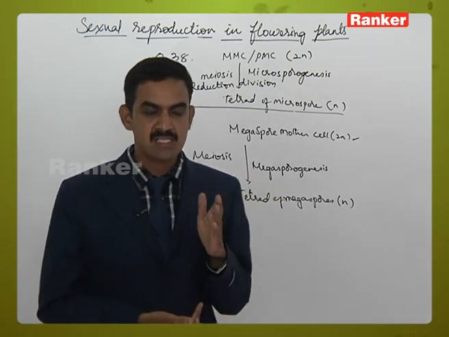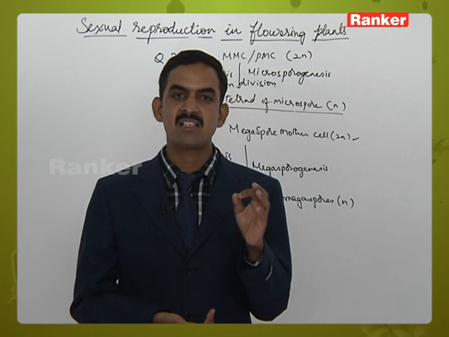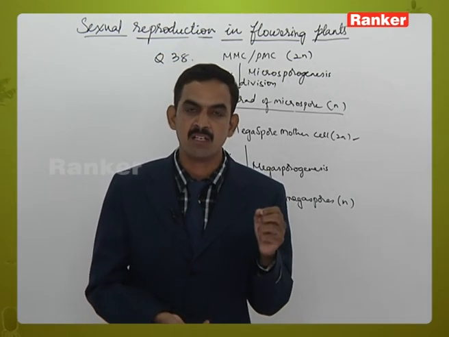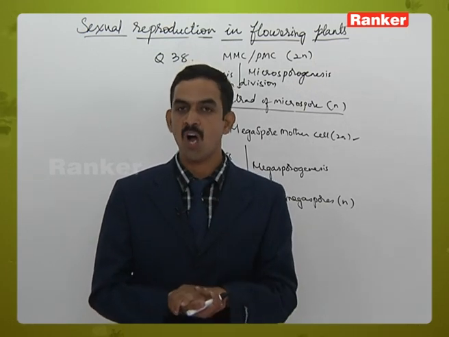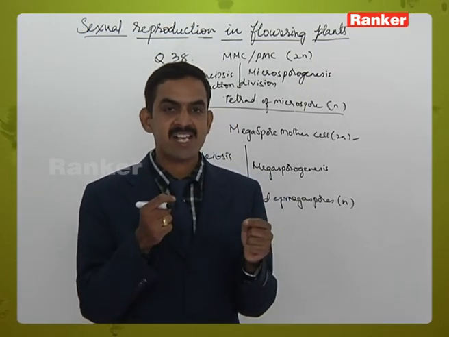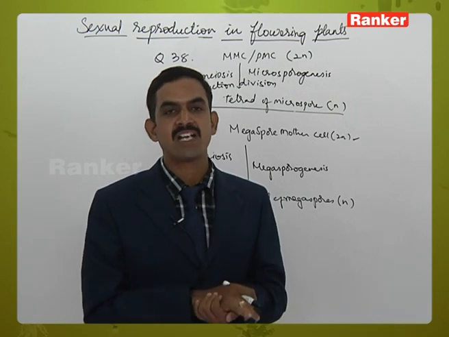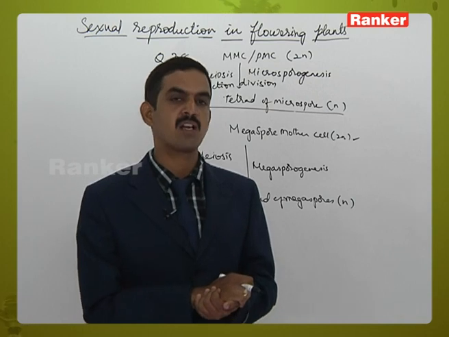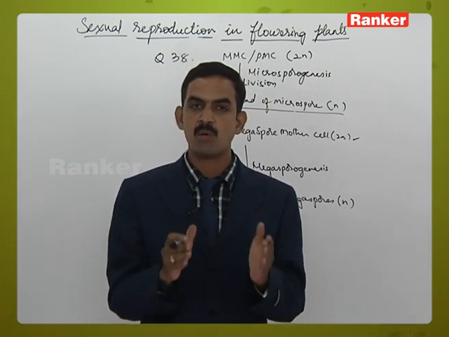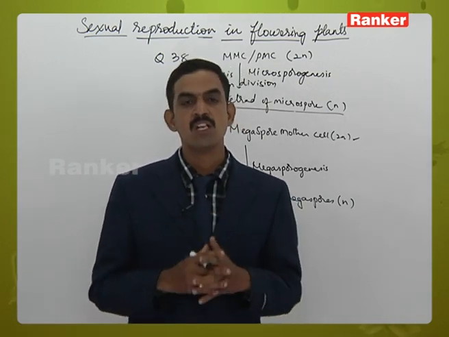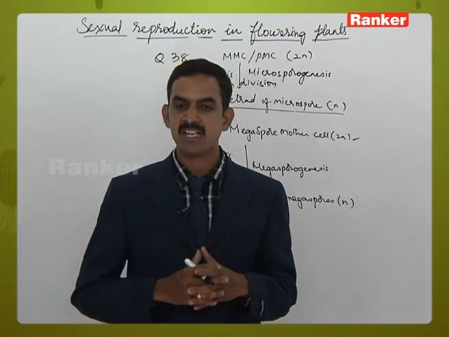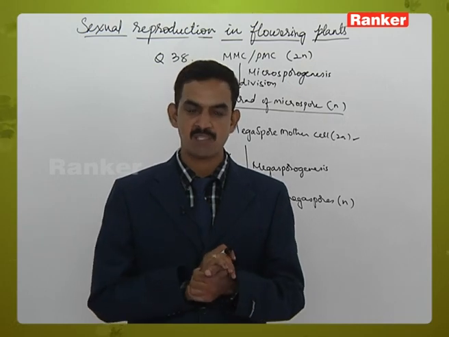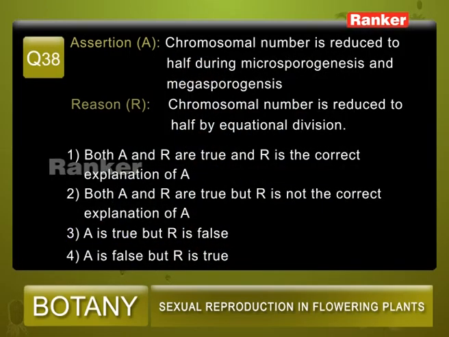And in meiosis, during which phase is the chromosome number reduced to half? During anaphase 1, the chromosome number is reduced to half. Why? Because there is a segregation of the genomes, or we can call it a disjunction process. Because of the disjunction or segregation of genomes, the chromosome number is reduced to half. So based on the two statements, the assertion statement is correct and the reason statement is false. Question number 38, the correct answer is 3.